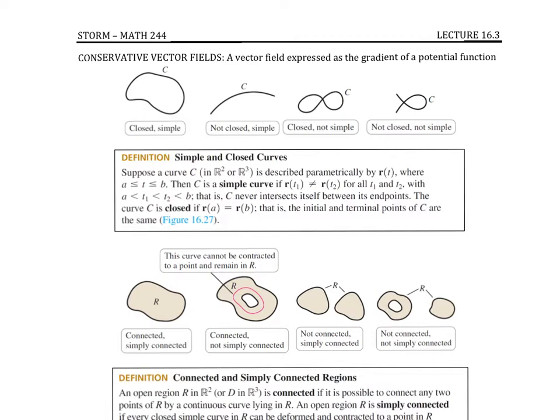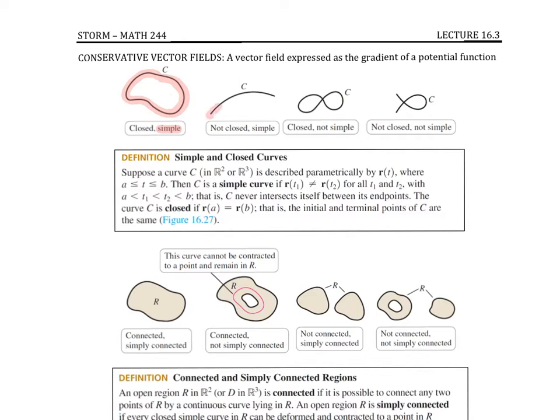In the top diagrams, there are four curves. This first curve is a closed simple curve. Closed just means that you start and end at the same point. We talked about this in the previous section. It is a simple curve as well as closed because it doesn't intersect on itself.